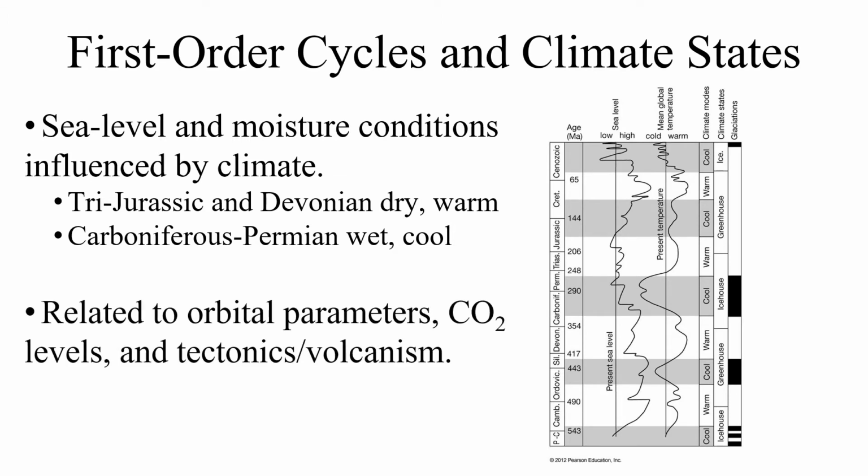And of course, there are other things like orbital parameters, carbon dioxide levels, and how much tectonic activity and volcanism you have going on that's going to be affecting climate as well. But I just wanted to show here how there is definitely a relationship between sea level, average global temperature, or mean global temperature, and these types of climate modes and what we call our climate states, our icehouse and greenhouse worlds, and how those correspond with glaciations.